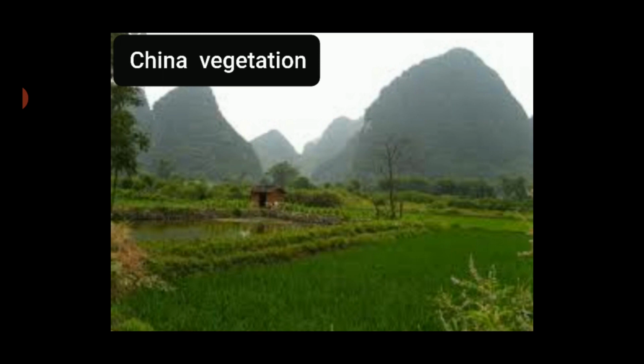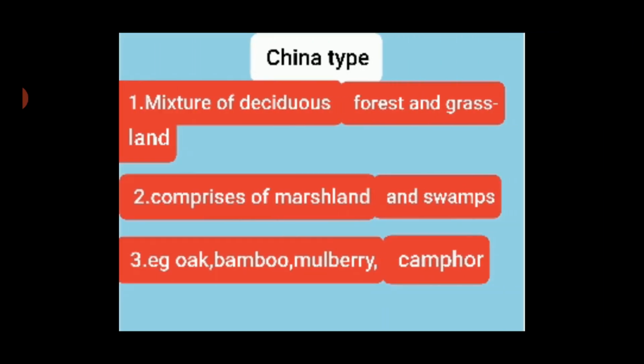Next one is the China type. In the China type of vegetation, we have a mixture of deciduous forest and grassland. It comprises marshland and swamp, that is, waterlogged land, and the types of trees grown here are oak, bamboo, mulberry and camphor.